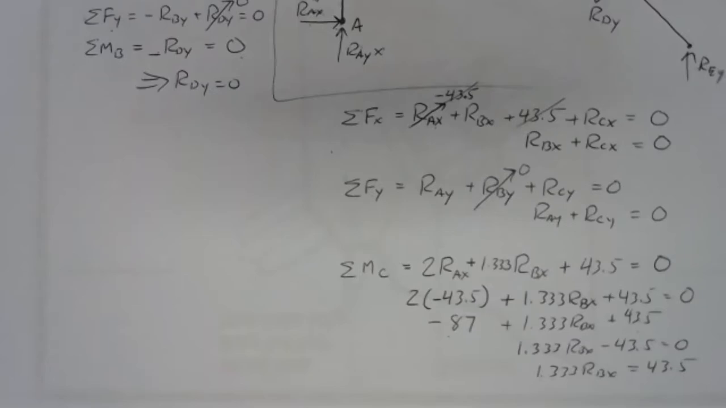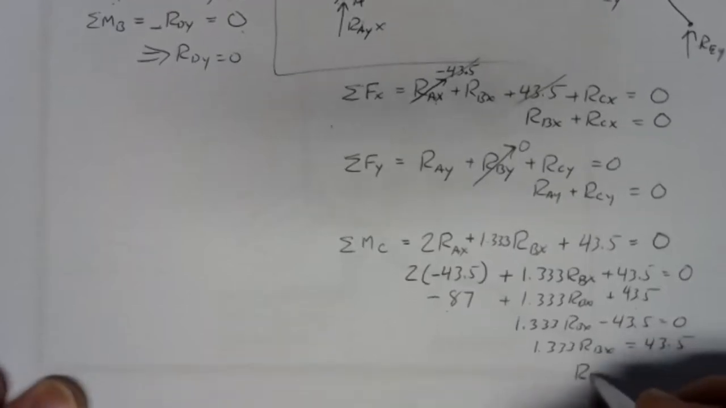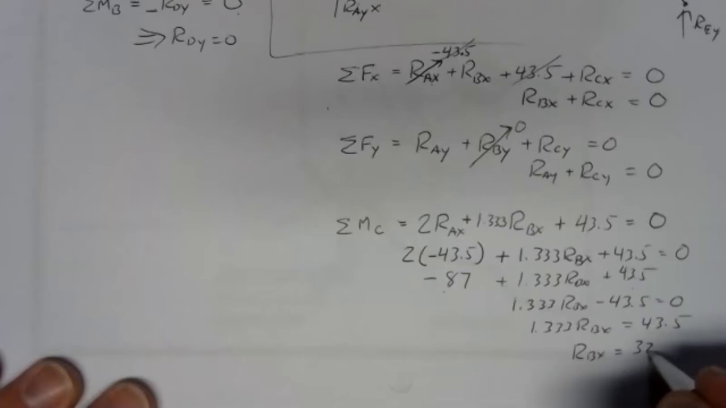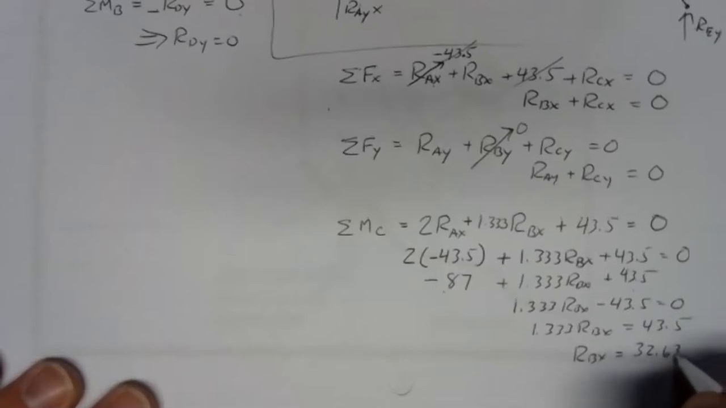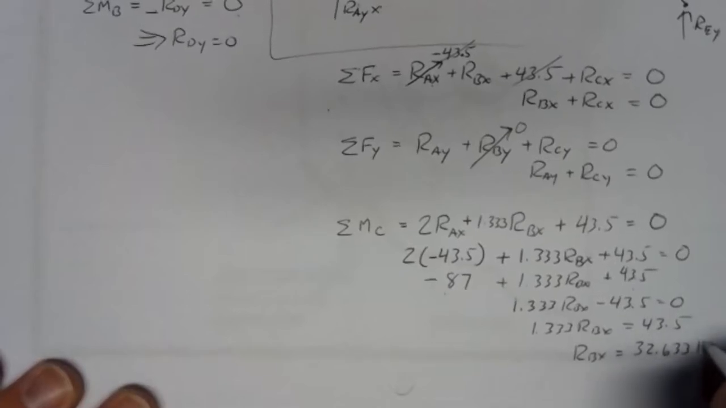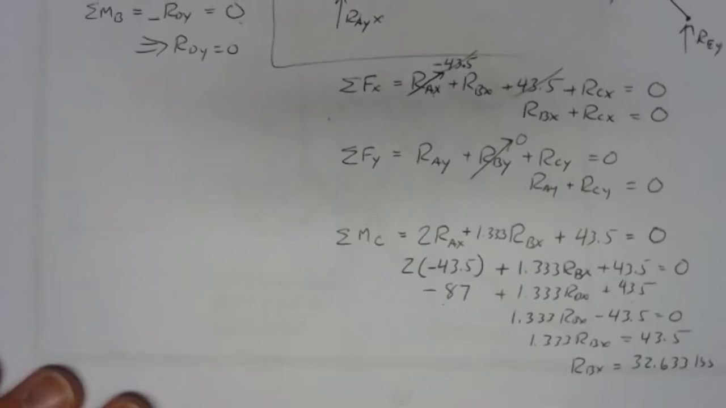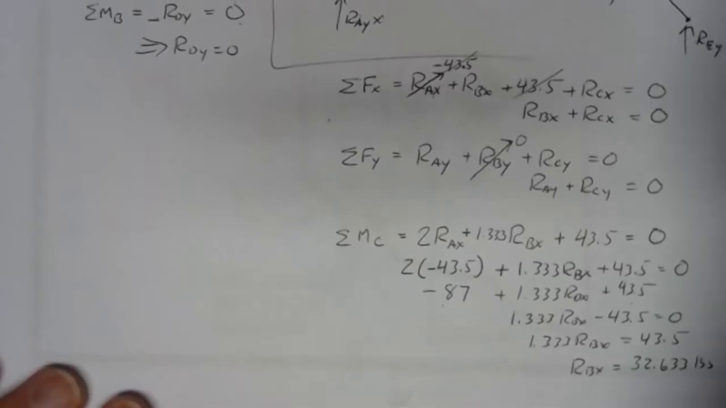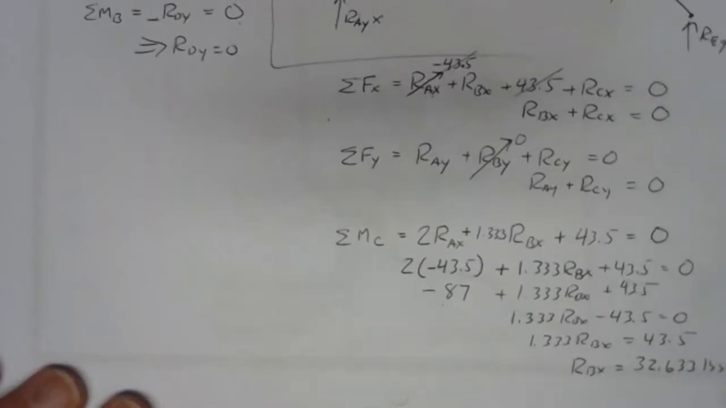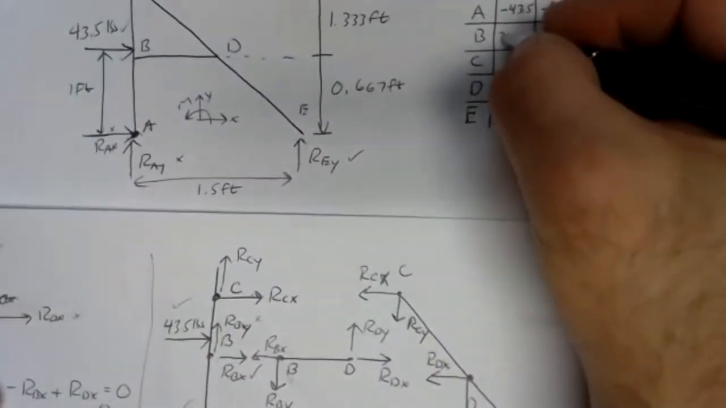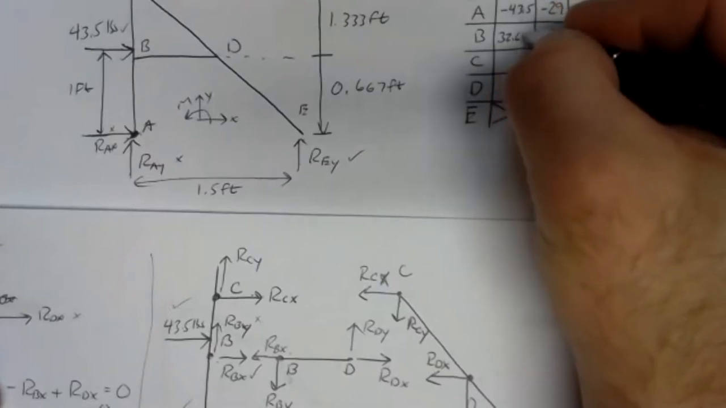And we get 32.633. So RBX is 32.633 pounds. RBX comes out a little bit strange, but not too bad. We could solve for that. So we've got a number we can plug into the table now. RBX is 32.633.